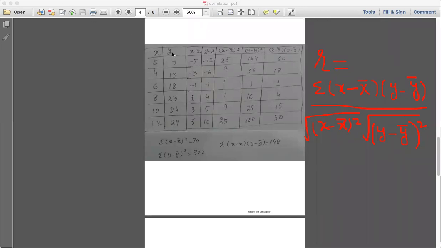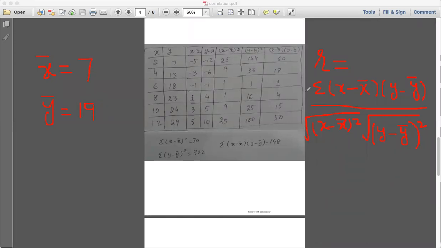So x is given, y is given. What is next? What is the value of x bar? X bar की value क्या थी? अभी हमने find out की है. And what is the value of y bar? Check it. The value of x bar is 7, and the value of y bar is 19. Okay. We will use these values.